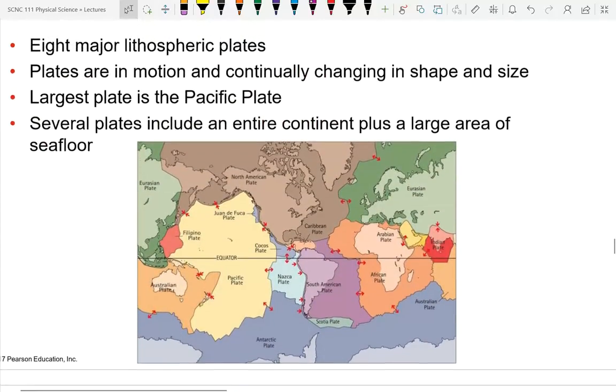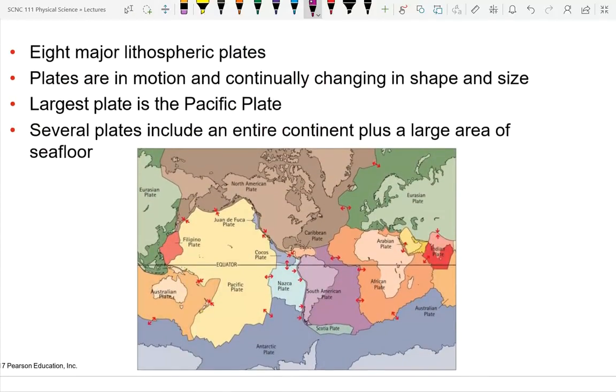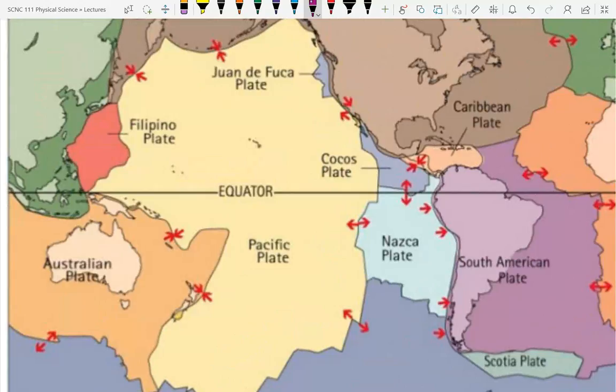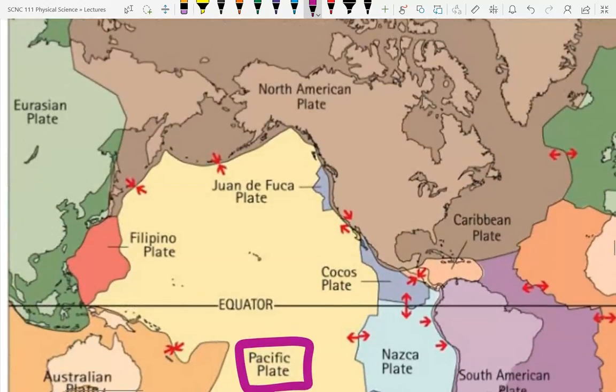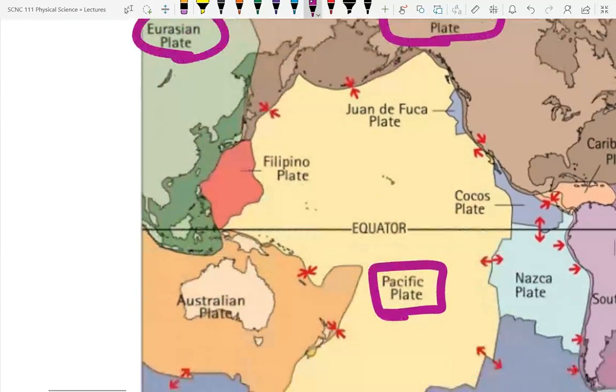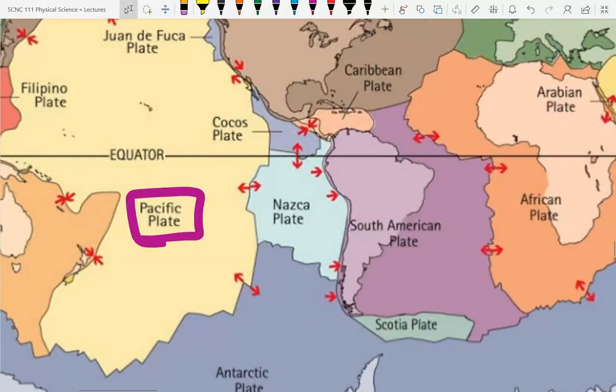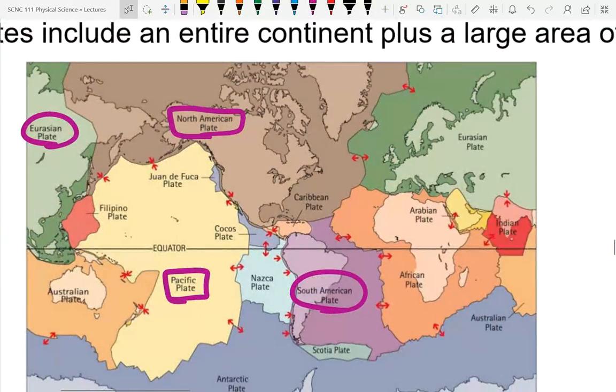Here's pictures of the Earth's tectonic plates. There are 8 major plates. So if you look here, you can see the major plates: the Pacific Plate, the North American Plate, the Eurasian Plate. Eurasian, Europe and Asia, Eurasian. Right, Eurasian, you see it there as well. Let me circle one place.